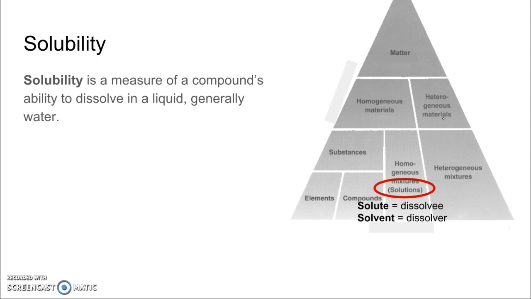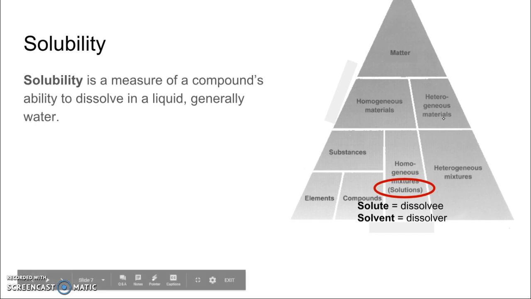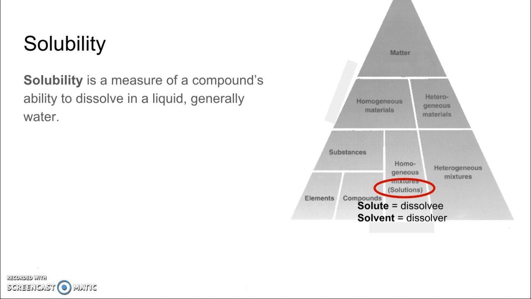So, I have this lovely pyramid that we are familiar with from term 1, where we talked about solutions just briefly, where you have a solute, the dissolvee, and the solvent, the dissolver. That's what we're going to be working with the next couple of days. There's a couple other words we need to know, and I know we're rushing through this really quickly, but this will all make more sense once we start doing the lab.